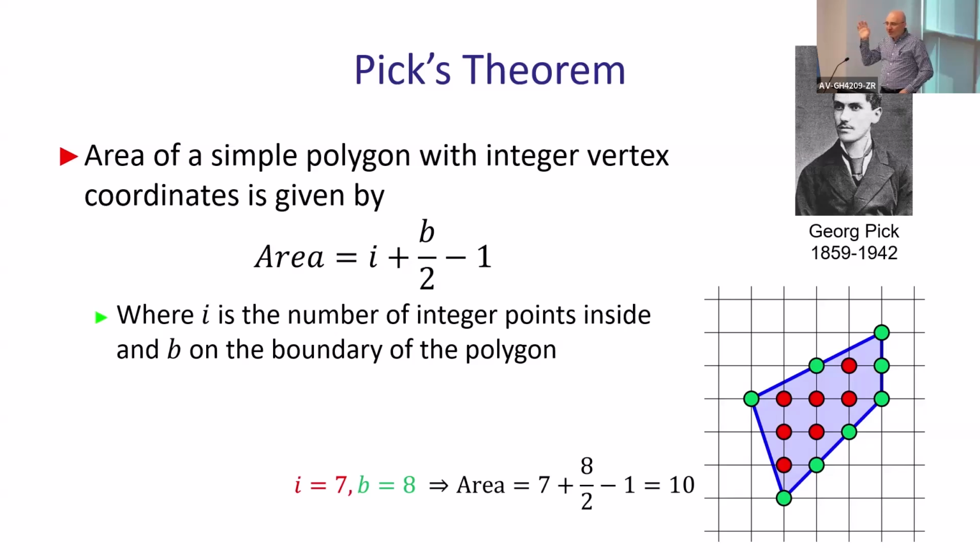You don't need any square roots. It's super simple. Count the points inside, count the points on the boundary, and you get it.